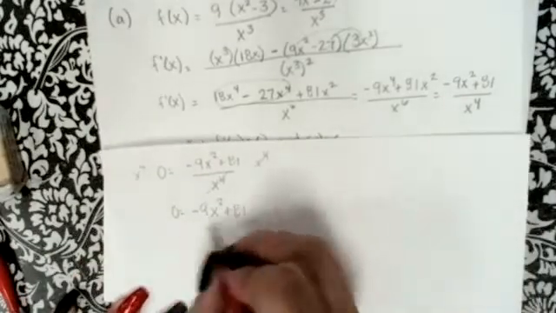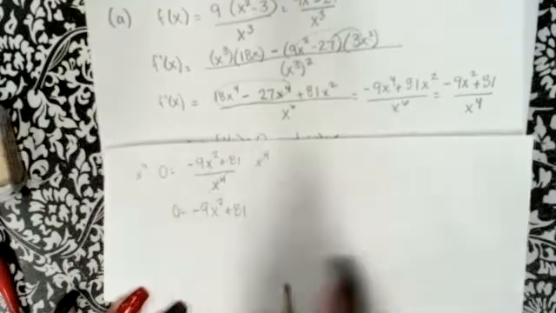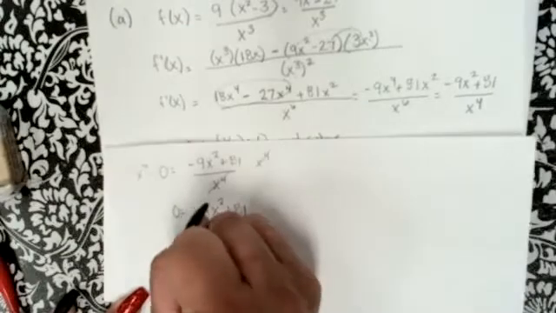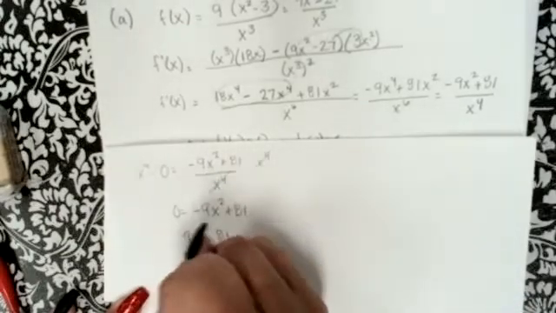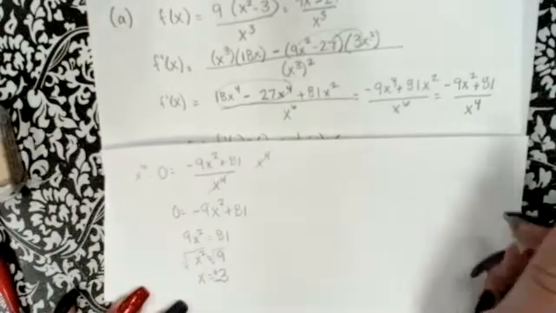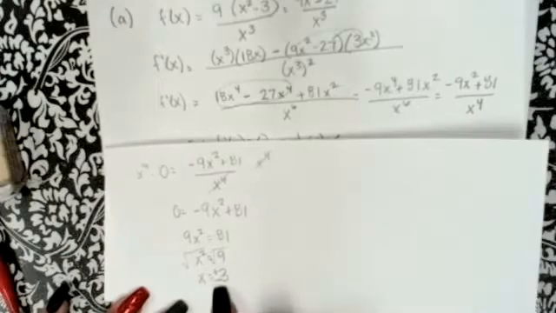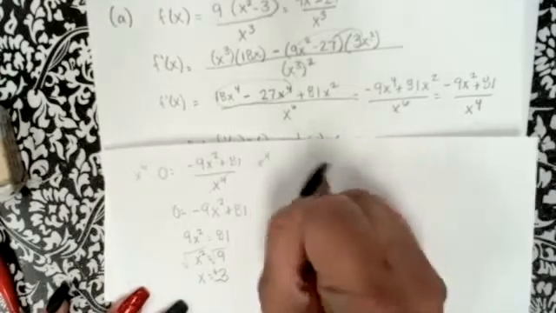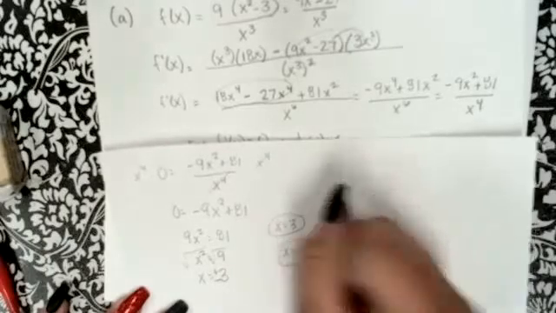So now here, I'm going to move the 9x squared over there. So I have 9x squared equals 81. Divide both sides by 9. And when I take the square root, x is equal to plus or minus 3. So right here, I have 2 answers: x equals a positive 3 and x equals a negative 3.